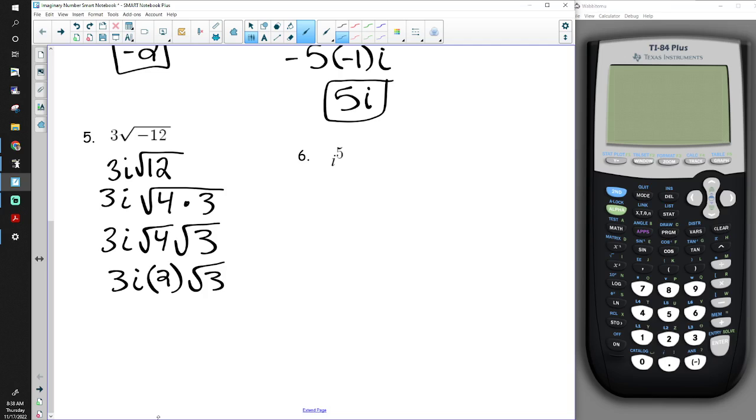If I have 3 imaginary numbers and I multiply it by 2, now how many do I have? 6. It's just like 3x times 2 is 6x. 3i times 2 is 6i.